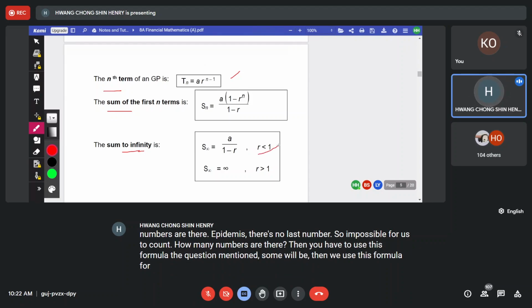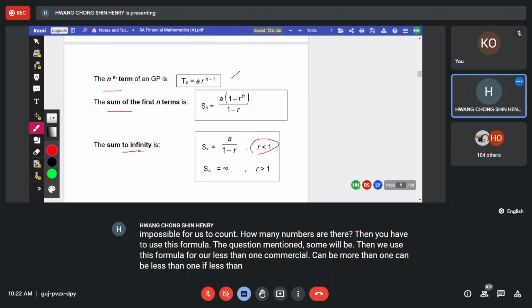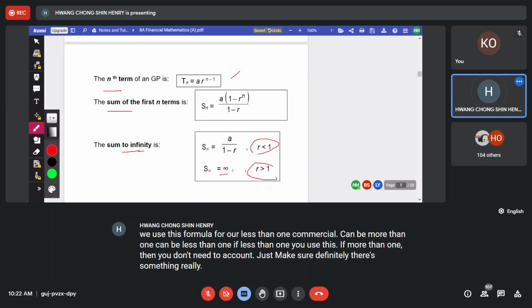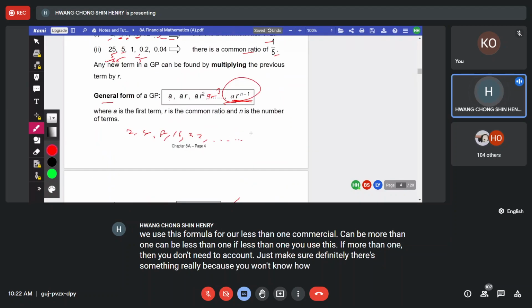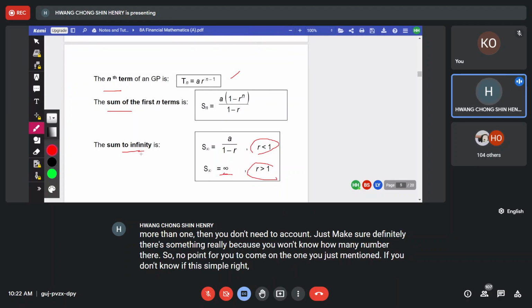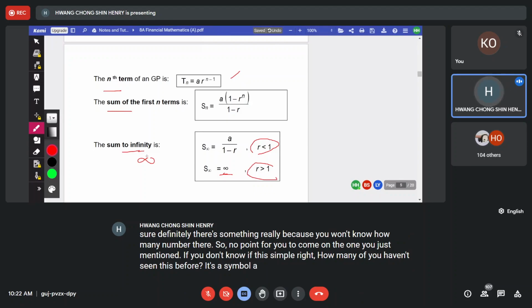For R less than 1, common ratio. As I mentioned, common ratio can be more than 1, can be less than 1. If less than 1, you have to use this. If more than 1, then you don't need to count. Just make sure definitely the sum to infinity will be all infinity. Because you won't know how many numbers are there, so no point for you to count one by one. You just mention infinity will do. You all know what is this symbol, right? How many of you haven't seen this before? It's a symbol, a very popular symbol in mathematics. It's called infinity lah. Okay, unknown.